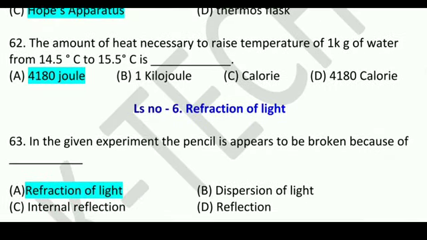Next question. The amount of heat necessary to raise the temperature of 1 kg of water from 14.5 degrees Celsius to 15.5 degrees Celsius is 4180 joule.